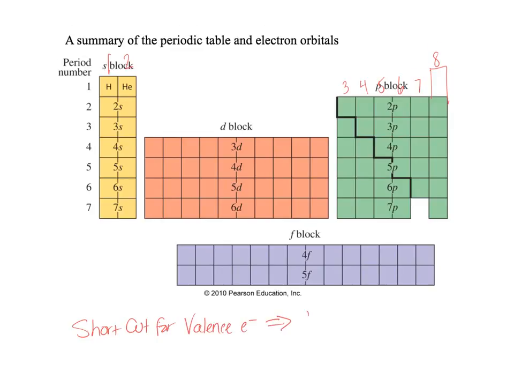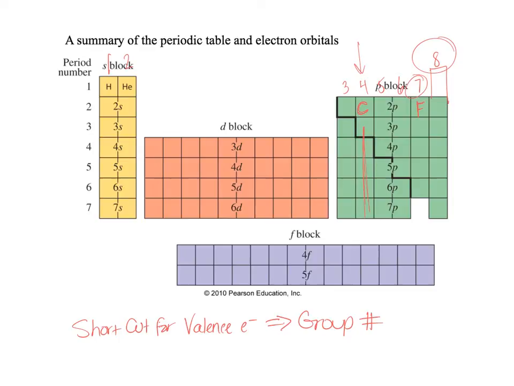And that is: find the group number. That's at the top of the column on the periodic table. That's how many valence electrons any particular element in that column has. So for instance, where's carbon? Carbon sits right here. Carbon has 4 valence electrons, and everything in carbon's column has 4.